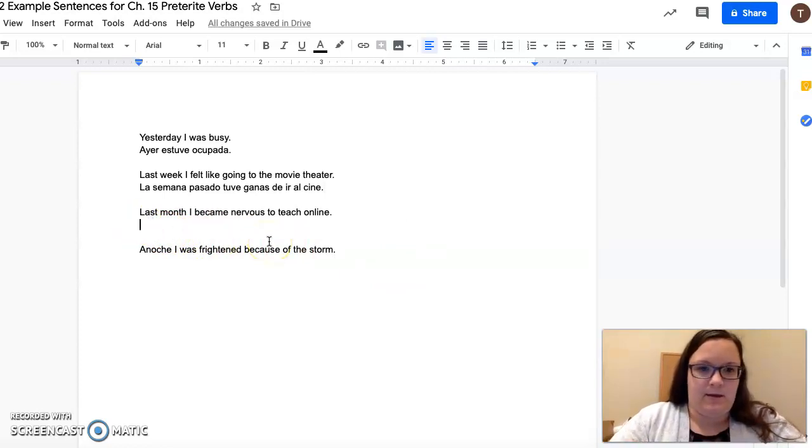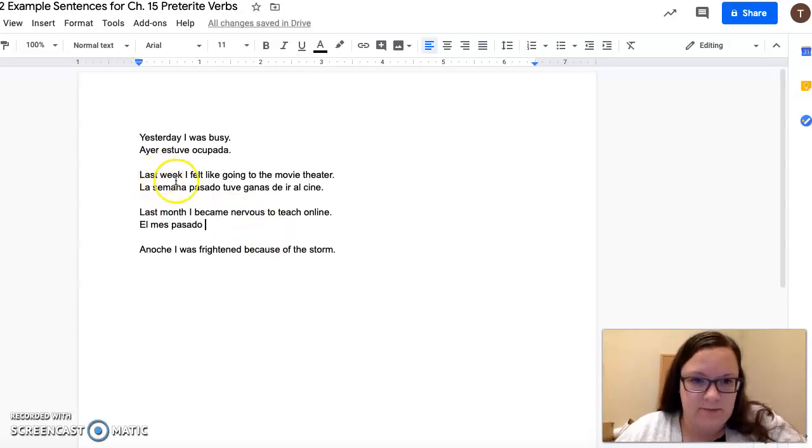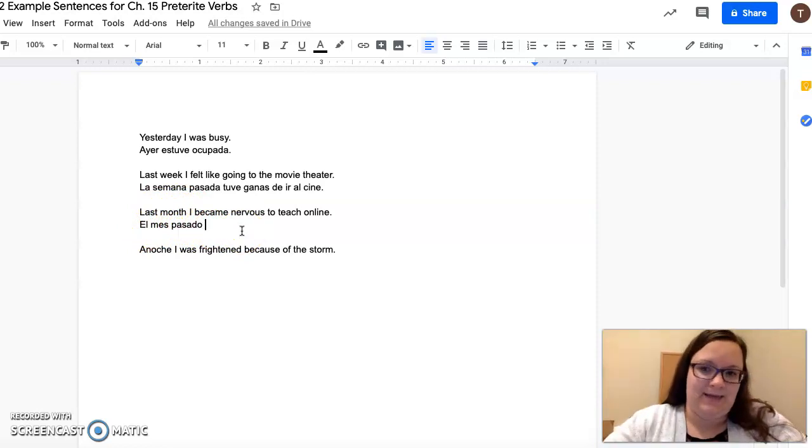Okay, last month then, I'm going to say el mes pasado. And notice how semana is feminine. When you make it into the past tense phrasing right here, it's la semana pasada. And then last month, month is masculine, so I'm going to say el mes pasado, and then I'm going to use the I became.